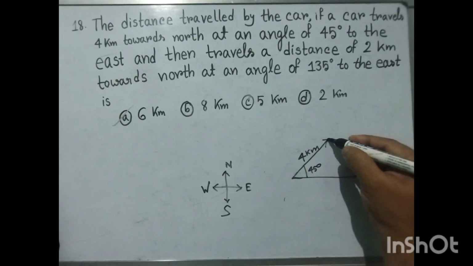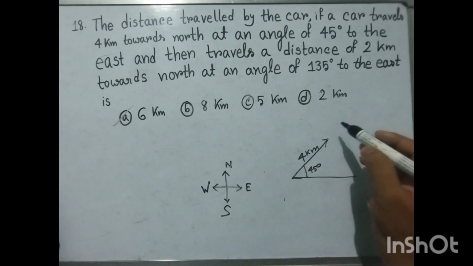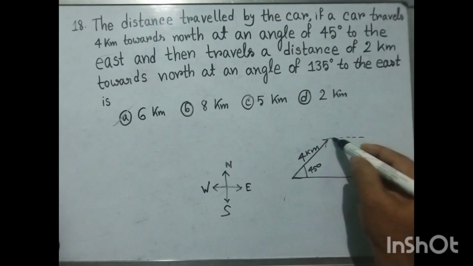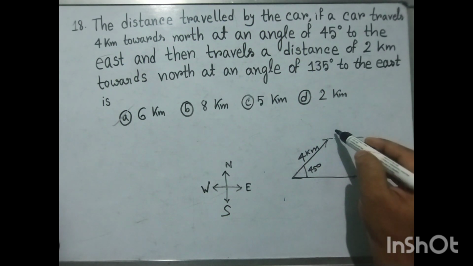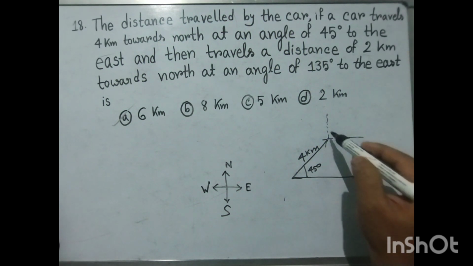Then from this point it travels 2 km towards north at an angle of 135 degree to the east. So this is the direction of east, and with it is making 135 degrees, so that is 90 plus 45.